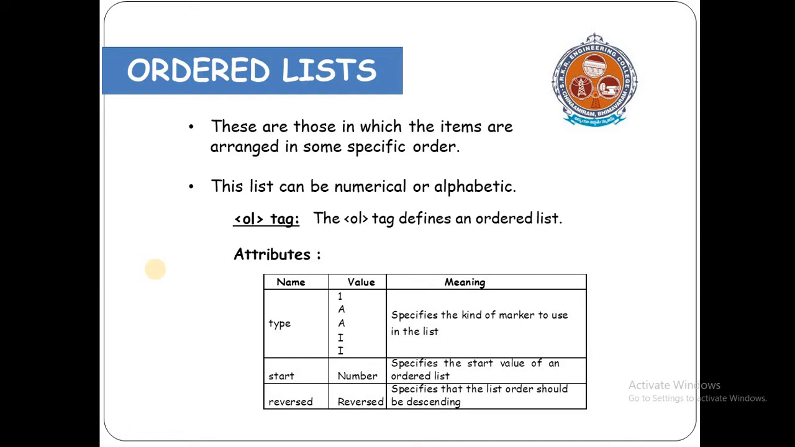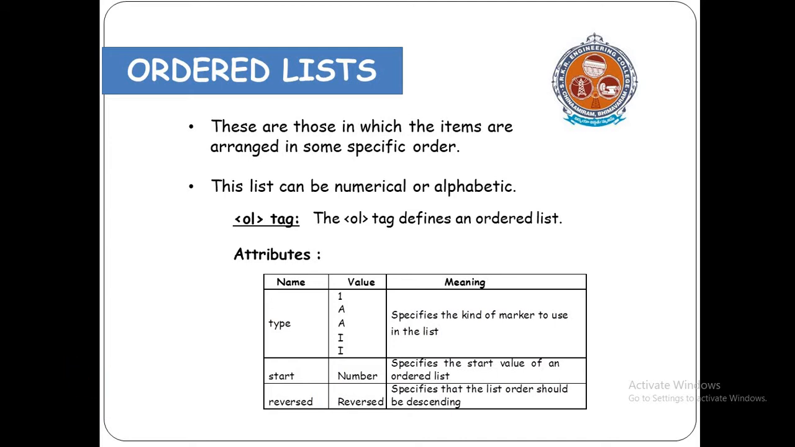Either the list can be numerical or alphabetic, so that the list is in order to be understood by others, starting with numbers, alphabets, or Roman numbers. The OL tag defines an ordered list. If we start with the OL tag, it is treated as an ordered list, and there are some attributes.